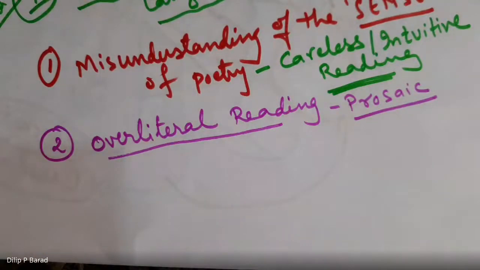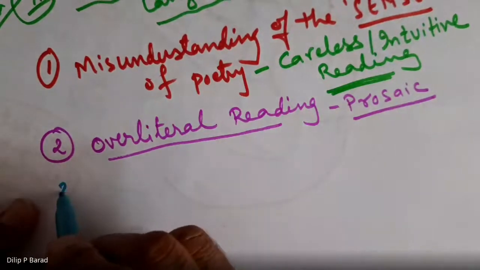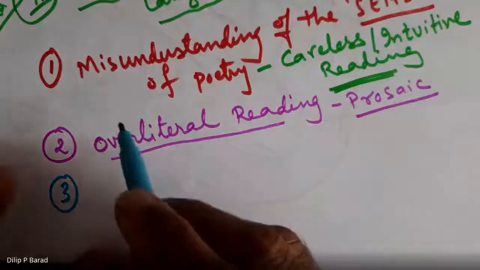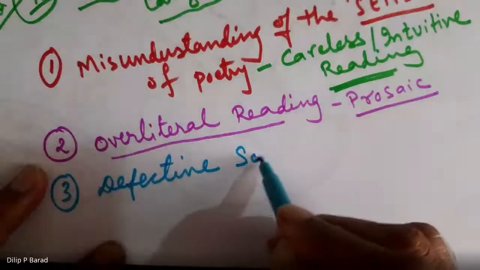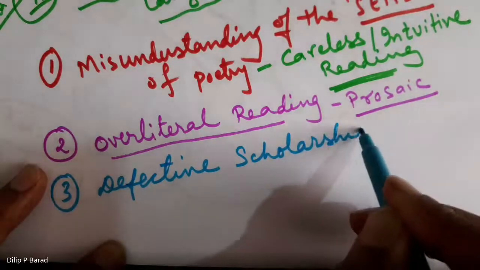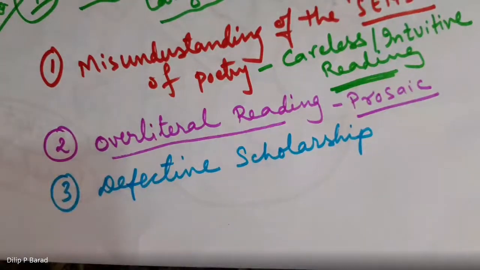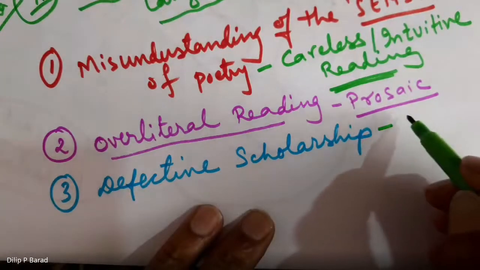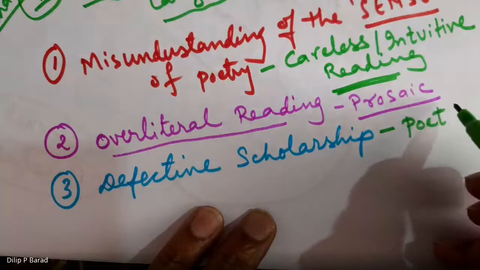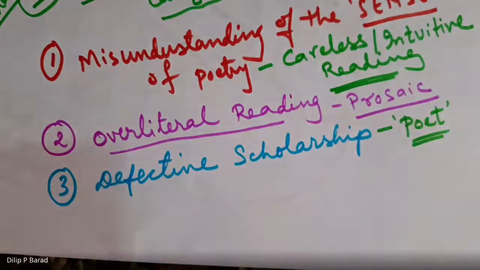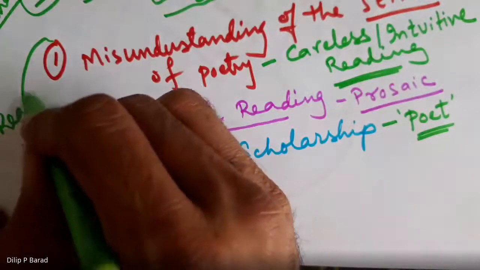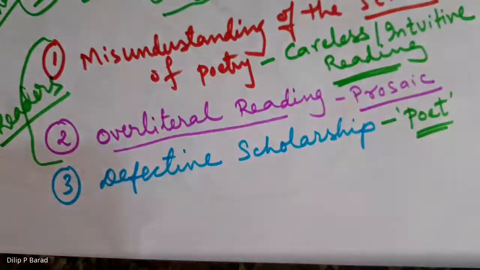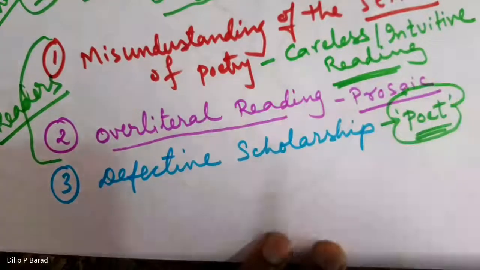Okay, third one. Defective scholarship. And this is, you can say, the problem on the side of the poet. This is the problem on the side of the poet, not the reader. The first and second, you can say, are problems on the side of the reader. This is the problem on the side of the poet.